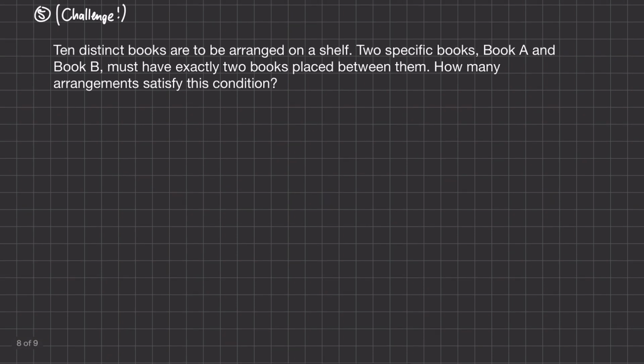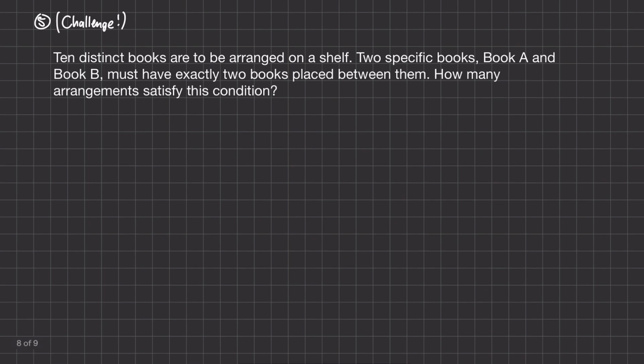Okay, so here is the fifth or the last question. I marked that as challenge because it is the most challenging one on this list today. So, the question states: 10 distinct books are to be arranged on a shelf. Two specific books, book A and book B, must have exactly 2 books placed between them. How many arrangements satisfy this condition?